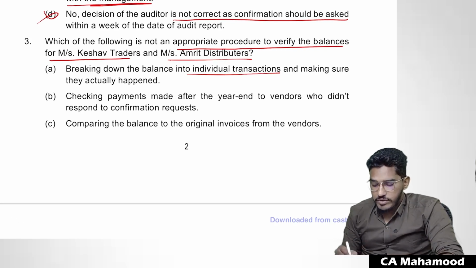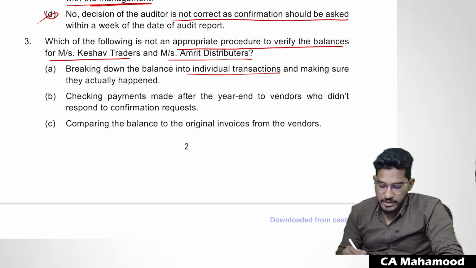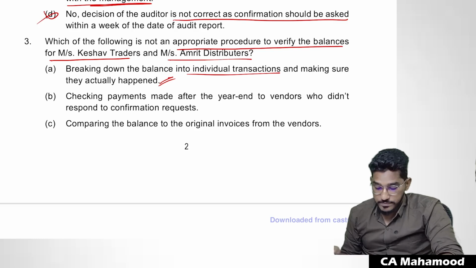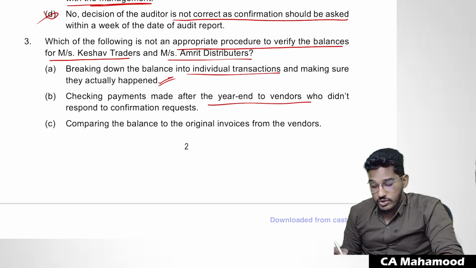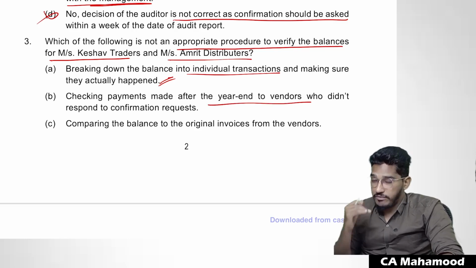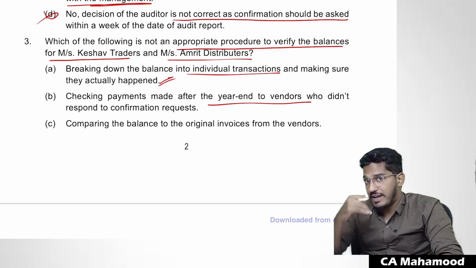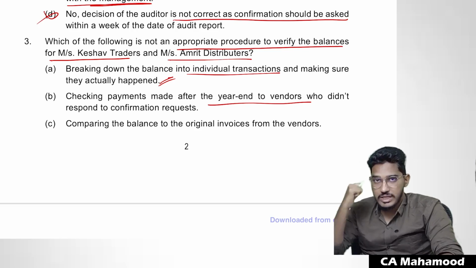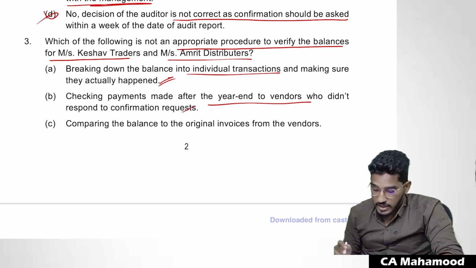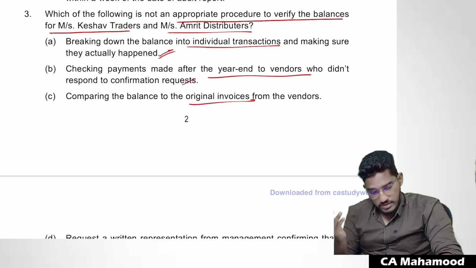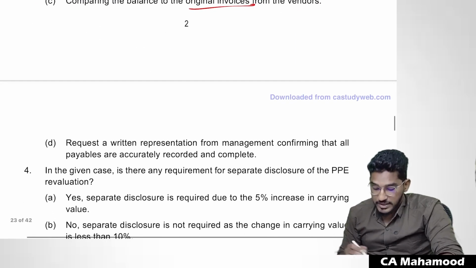Breaking down the balances into individual transactions and making sure they actually happened. Yes, this is an appropriate alternative procedure. Checking payments made after the year end to vendors who didn't respond to the confirmation request. They did not respond, but later, if that balance is really genuine, payment would have happened after. So checking that is also an effective alternative procedure. Comparing the balances to original invoices, very much a good alternative audit procedure.